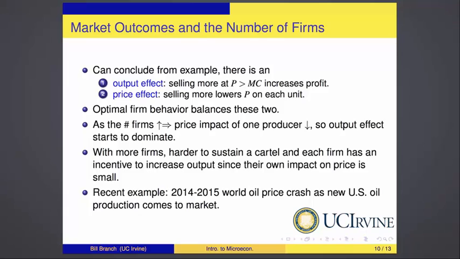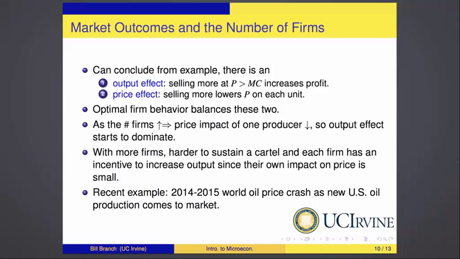The optimal firm behavior would balance these 2. But we can logically think about it and ask, what happens as the number of firms increases? As the number of firms increases, the total quantity being sold becomes larger and larger. And so as one firm decides to sell 1 extra seat, 1 more of the good than what was in the agreement, the price impact of that one producer is smaller, as they're a smaller fraction of the total market. So as the number of firms increases, we expect this secondary price effect to become smaller.